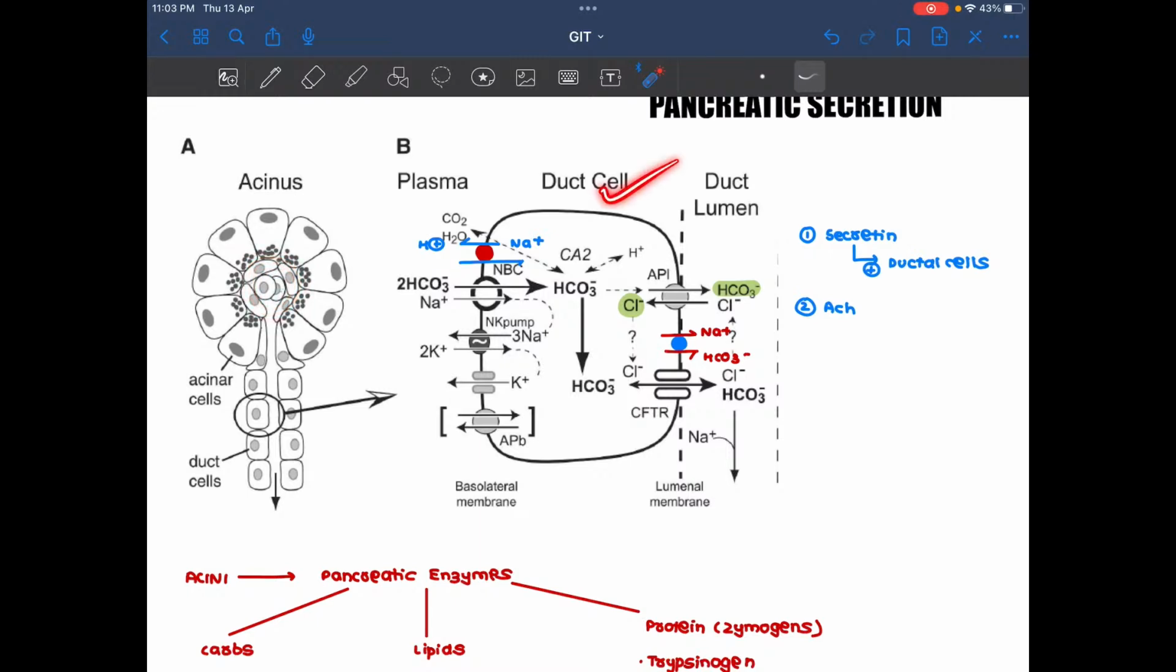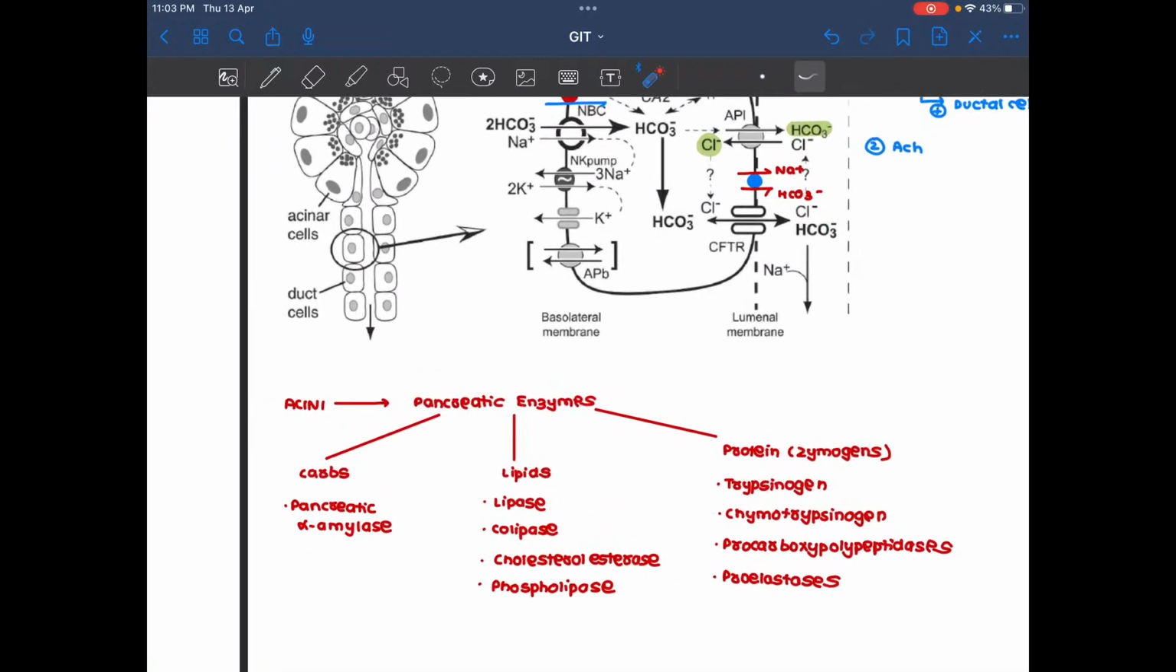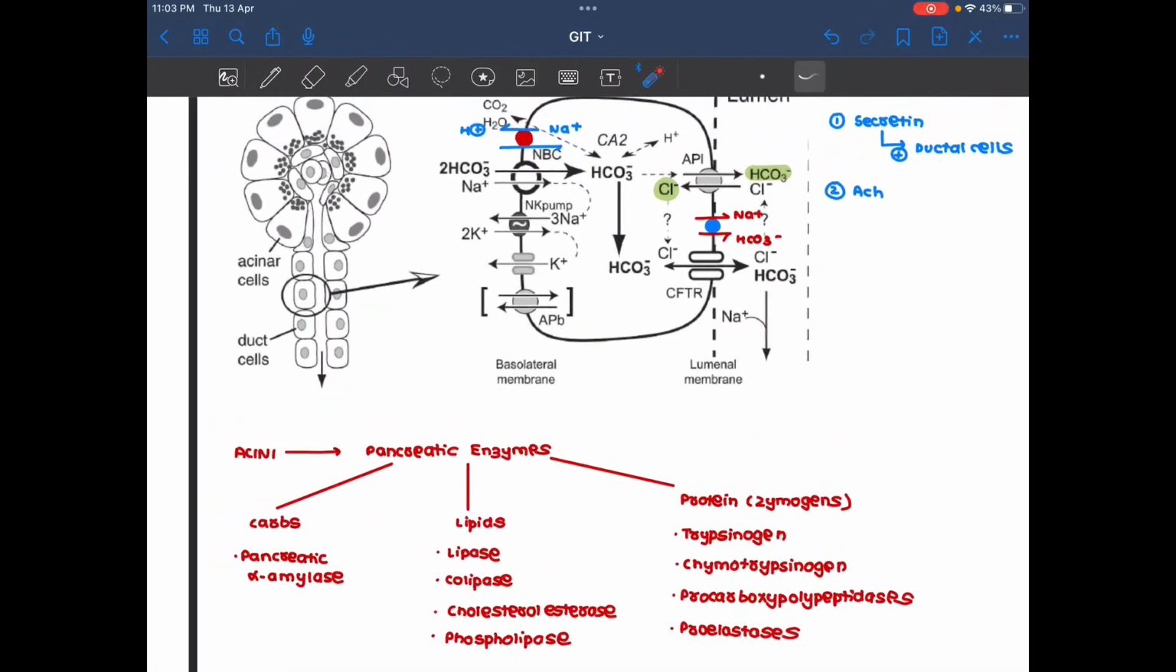But basically when we talk about the ductal cells, they have the same transporter, that is the anion exchanger, that can increase your bicarbonate, which is ultimately a component of pancreatic juice. Okay, so secretin increases the alkalinity of your pancreatic juice by increasing the function of this anion exchanger. Okay, so this is the main thing. And when we talk about the acini, what are the acini doing?